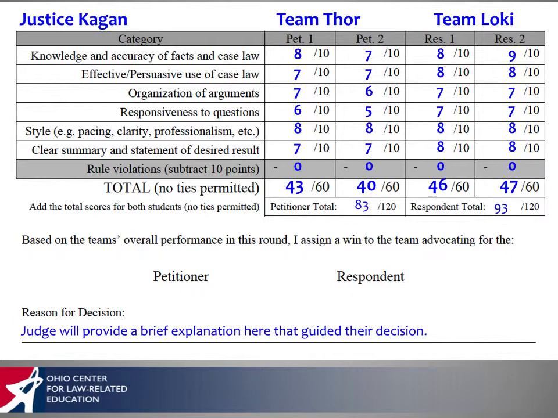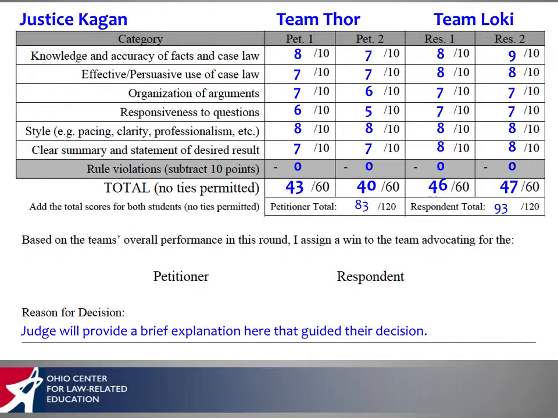On this ballot, Justice Kagan has awarded points for each student in each of the 6 categories. You will note that no rule violations have occurred in this round, so no student had their points deducted. There are 4 students in each round, 2 for the petitioner and 2 for the respondent. Each of these students will handle one of the questions presented from their side's perspective.